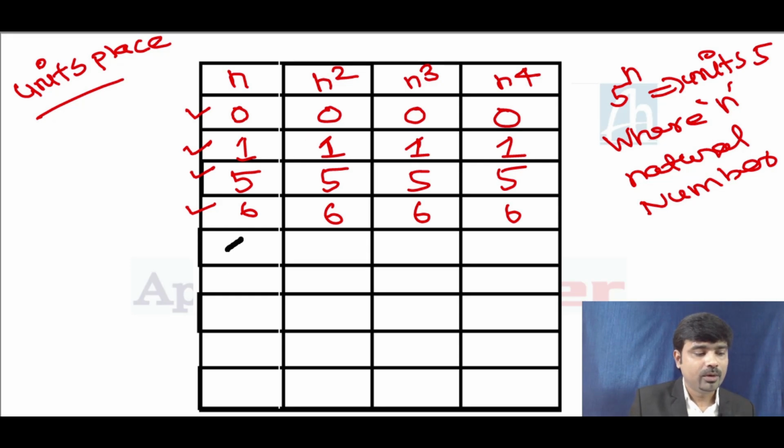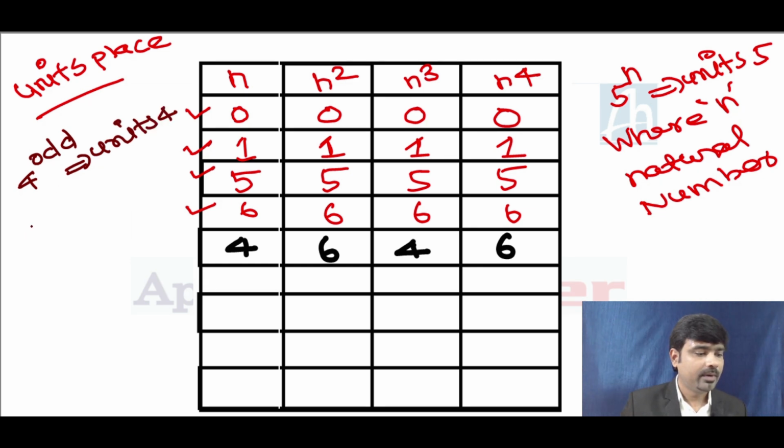If I choose 4, 4 square is 16, unit place is 6; 4 cube is 64, unit place is 4; 4 power 4 is 256, unit place is 6. So 4, 6, 4, 6: 4 power an odd number has units place 4, and 4 power an even number has units place 6. Have you understood?